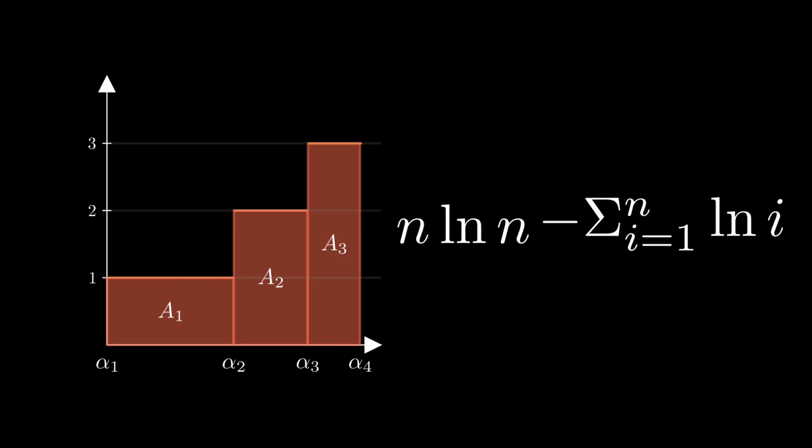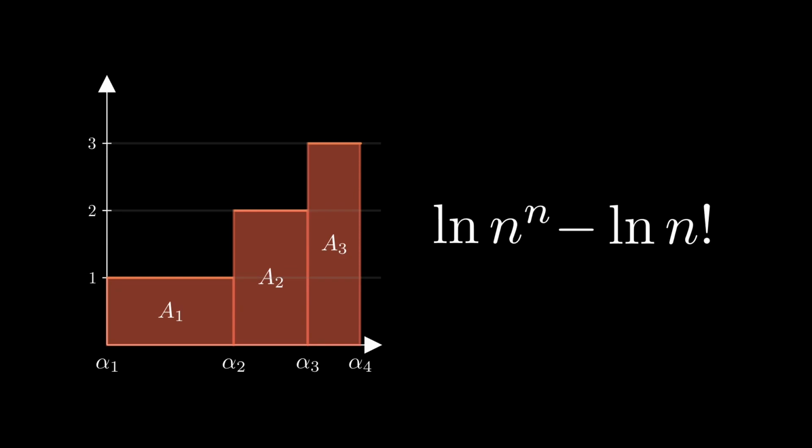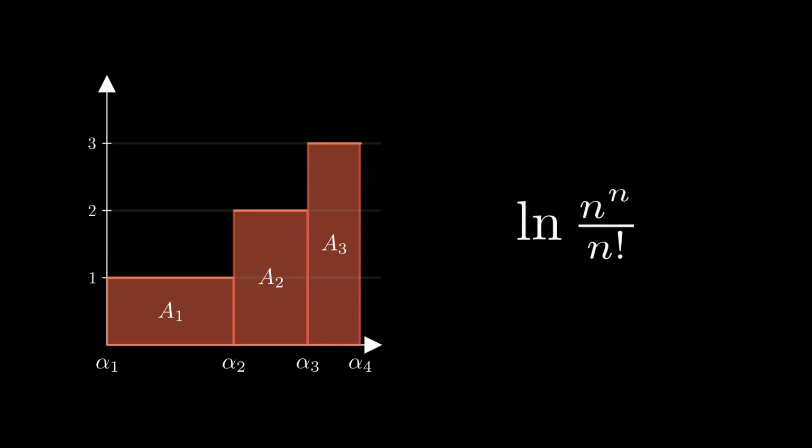Now, the log laws state that the sum of logs of elements is the log of the product of those elements, which, as our elements are the numbers 1 to n, the product becomes n factorial. A few more applications of the log laws brings us to our final answer, the natural log of n to the power of n over n factorial, which I think is beautiful.